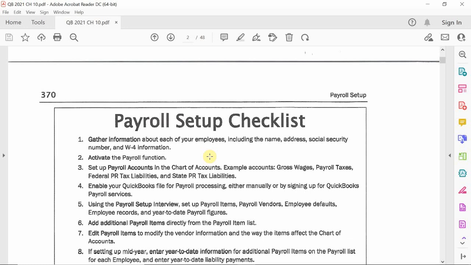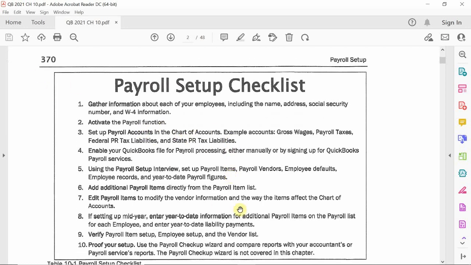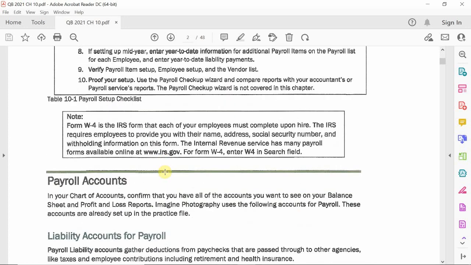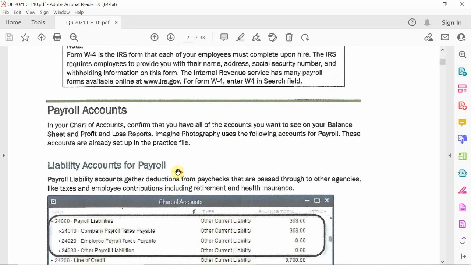Okay, once you've done that, then you're going to set up the payroll by going through the payroll setup interview. As you go through that interview, you start setting up your payroll accounts, and you start setting up your payroll items, okay? So again, all of this is something I'm going to talk you through and walk you through, okay?